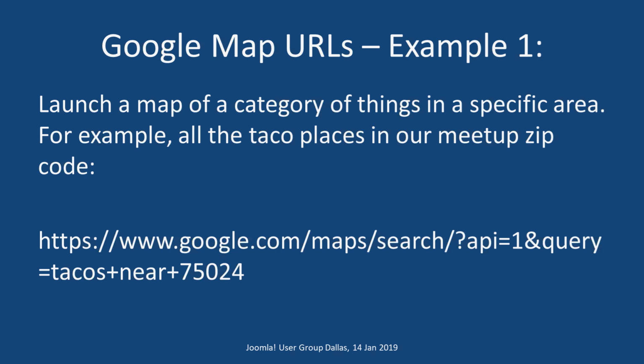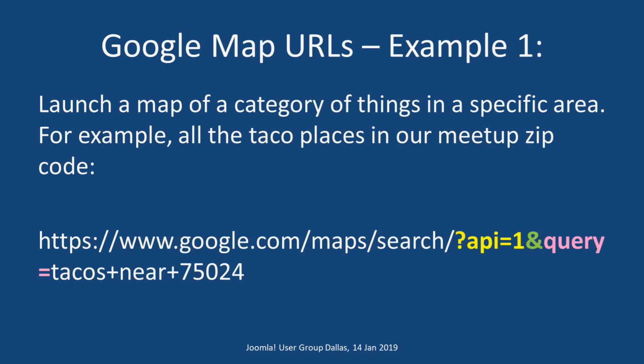Example number one, let's make a map of a category of things in a specific area. I built a link here that's going to show taco joints in the area code of where our meetup is located at Improving Enterprises in Plano, Texas. As you'll notice in the API, actually, let me give you another view of this API. There we go. Let's look at a couple of things in that link.